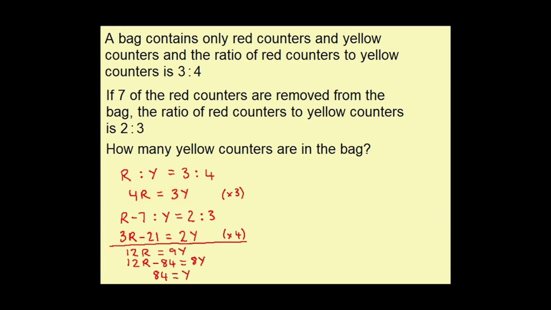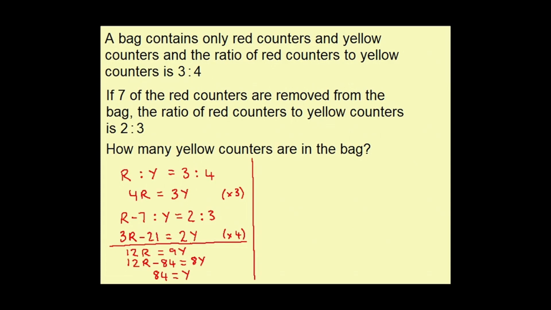So I've now solved my simultaneous equations by multiplying this one by 3 and this one by 4 to get this, and then subtracting this from this to give me 84 equals y. So using this method, I know the number of yellow counters is 84.